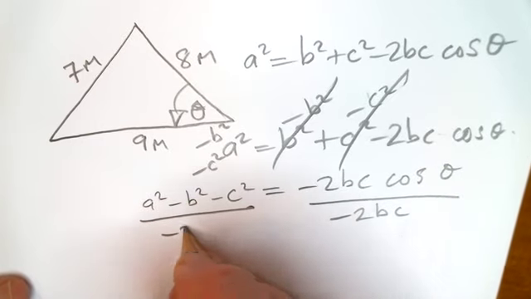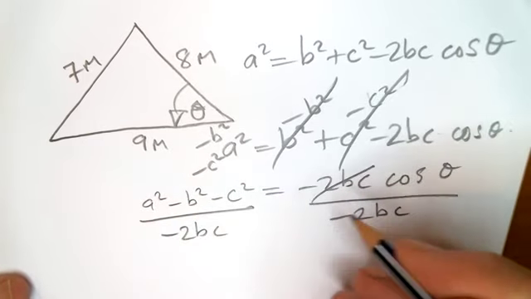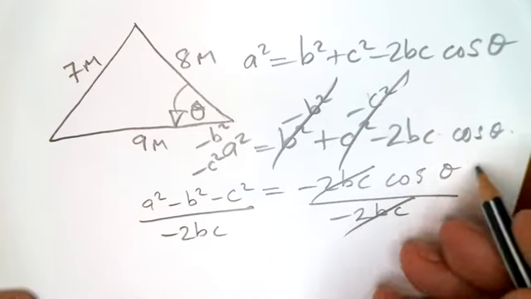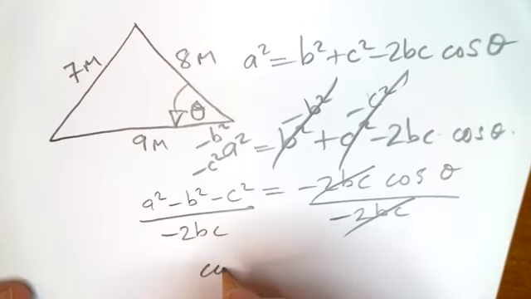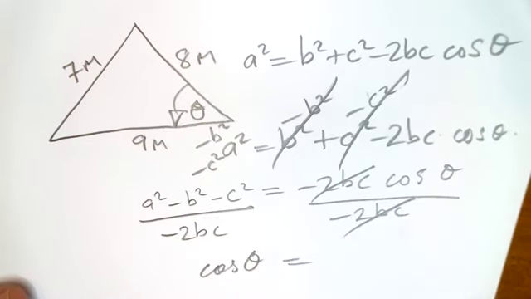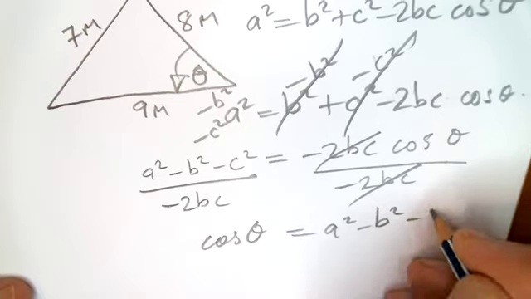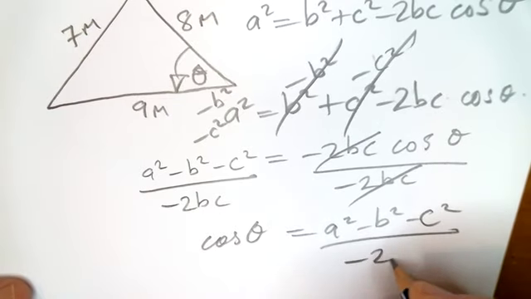Divide this by negative 2bc. And of course, negative 2bc divided by negative 2bc is 1. That leaves me with cos theta. I'm going to write cos theta now on this side. Cos theta is equal to, and I'll rewrite this one, a squared minus b squared minus c squared all over negative 2bc.